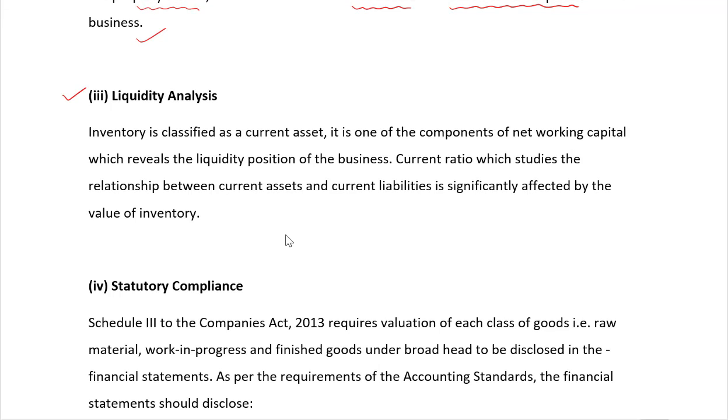Third is liquidity analysis. Inventory is classified as current assets. It is one of the components of net working capital, which reveals the liquidity position of the business. Current ratio, which studies the relationship between current assets and current liabilities, is significantly affected by the value of inventory. Current ratio, the formula is current assets upon current liabilities. And over here, this current asset includes what? Includes the value of inventory.